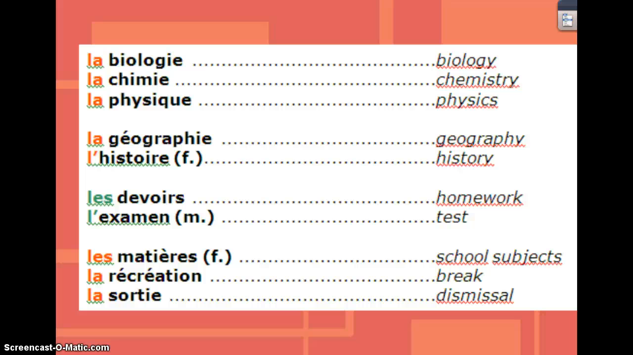For your social studies classes, we have la géographie, which is geography, or the study of maps and where things are in the world. L'histoire is the French word for history, whether that's U.S. history, world history, or any of those. For this class, we're going to simplify it and just call it l'histoire.